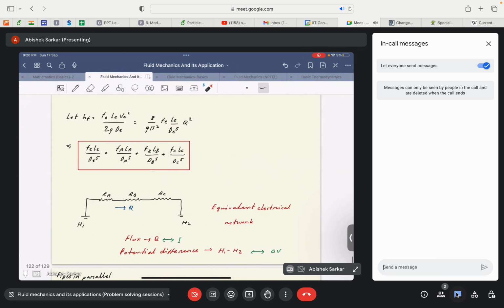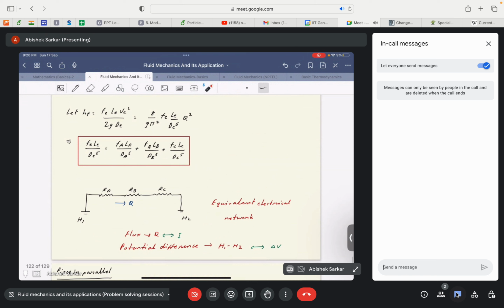So again, comparing with an electrical circuit, this series connection of pipes can be considered to be a series connection of resistances, where the volume flow rate can be taken to be equivalent to the electrical current, and the potential difference in this circuit can be taken as the head difference between the two ends of the pipes.